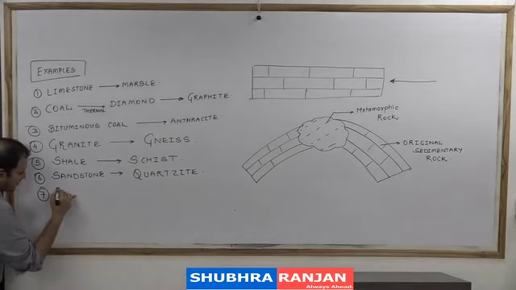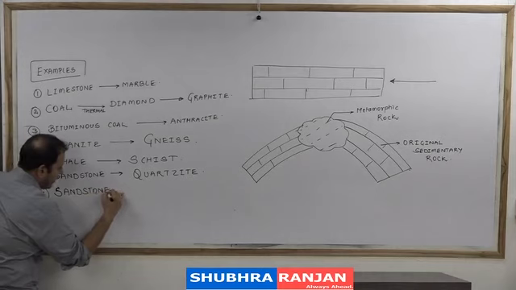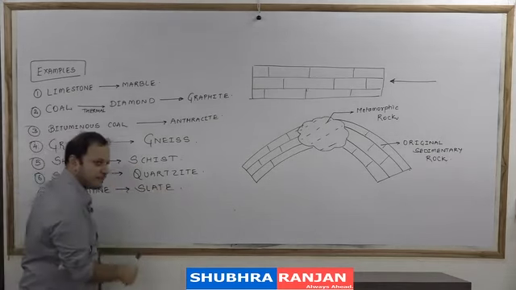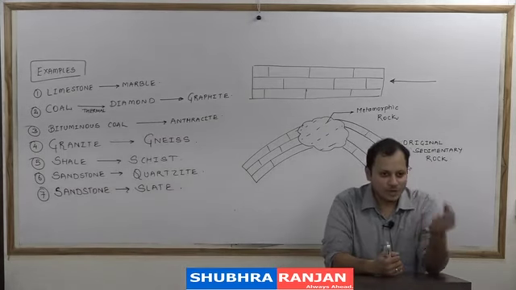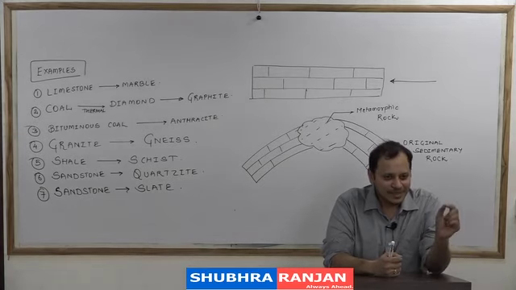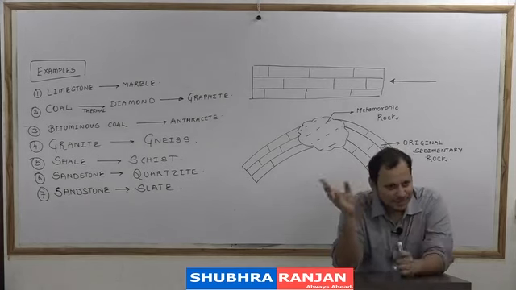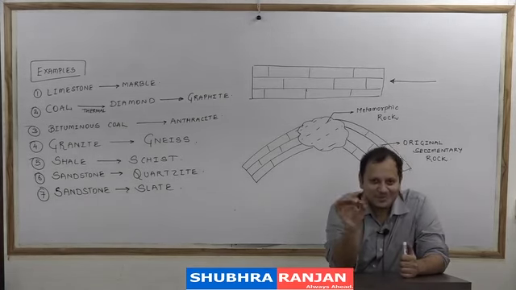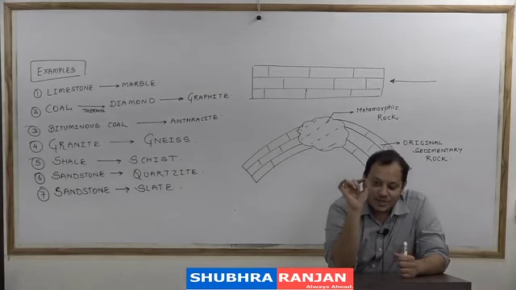Then sandstone can also be converted into slate. You have used slate also and you have used chalk also. Slate was used for writing, the pad used in KG days. I don't know whether there was slate in your time or not. And the chalk. Why do you write with chalk?